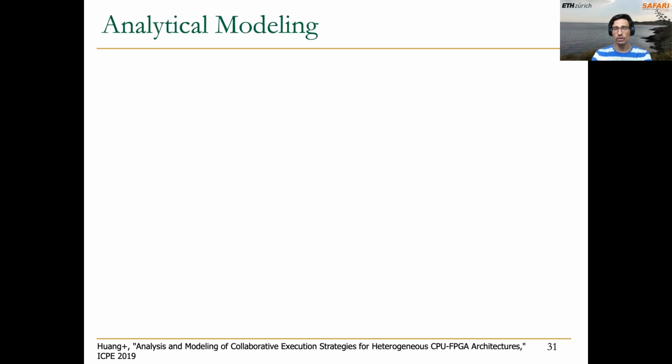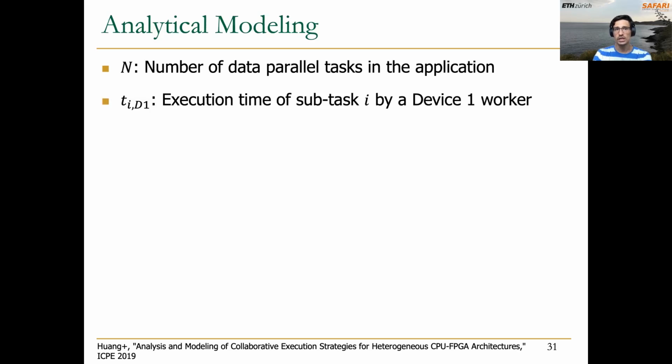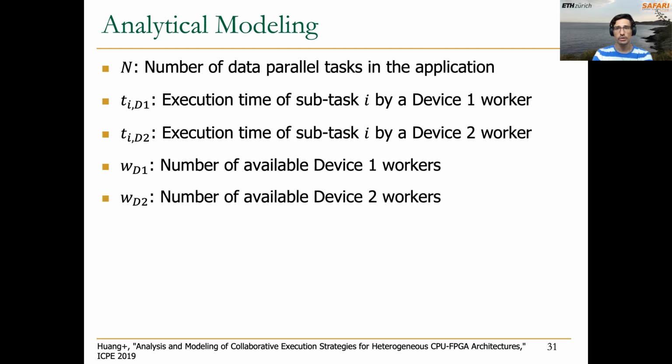We can do very quickly some analytical modeling of these collaborative execution patterns. Let's consider N, the number of data parallel tasks in the application. This T_I^D1 is the execution time of subtask I by a worker in device 1, for example, a CPU thread or a GPU thread. We have T_I^D2, that is the execution time of subtask I by a device 2 worker, and the number of available workers in device 1 and device 2.